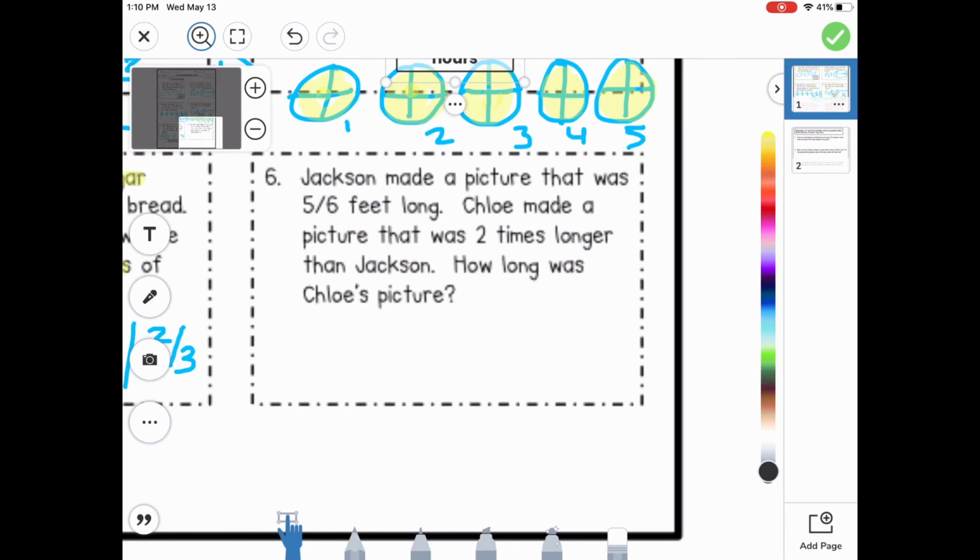Question number 6. Jackson made a picture that was 5/6 feet long. Chloe made a picture that was 2 times longer than Jackson. How long was Chloe's picture? So on this problem, I just need to double how long Jackson's picture was. So I could do 5/6 plus 5/6, or 5/6 times 2.